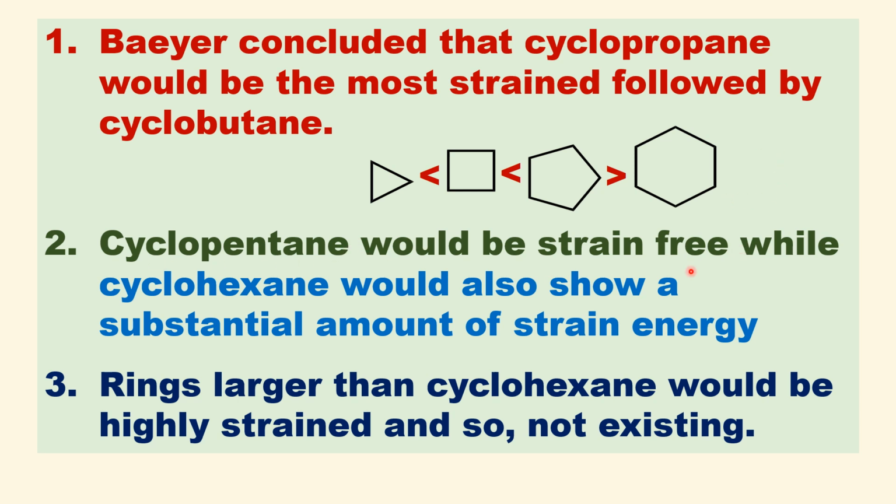Cyclopentane would be strain free, while cyclohexane would also show a substantial amount of strain energy, that is minus 11 degrees. Rings larger than cyclohexane would be highly strained, so they do not exist.